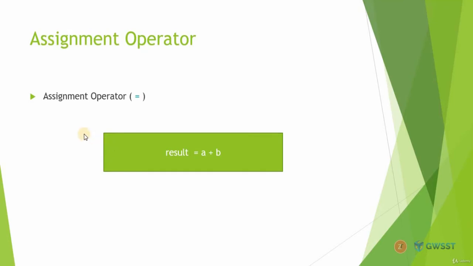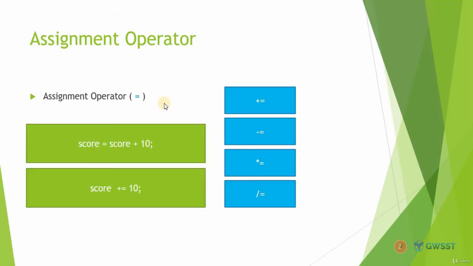The assignment operator is basically an equal to sign. So basically you assign something to something else. For example, here we have a value called a plus b, and the result of that we are storing inside another variable called result. Here we are using the assignment operator to assign all of these values to the result. There are multiple ways you can work with the assignment operators.